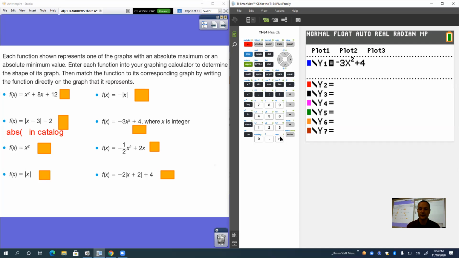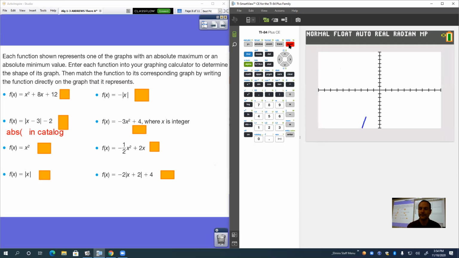Go back to y equals negative 1/2. Again, you could type in negative 1 divided by 2, or you could do negative 0.5, or I like to use alpha and y equals and use number 1, the n over d, so numerator over denominator. You have to use the arrow pad to navigate around the fraction. And then we have x squared plus 2x. Hit graph. Again, we have an absolute maximum because that is the highest point on the graph.